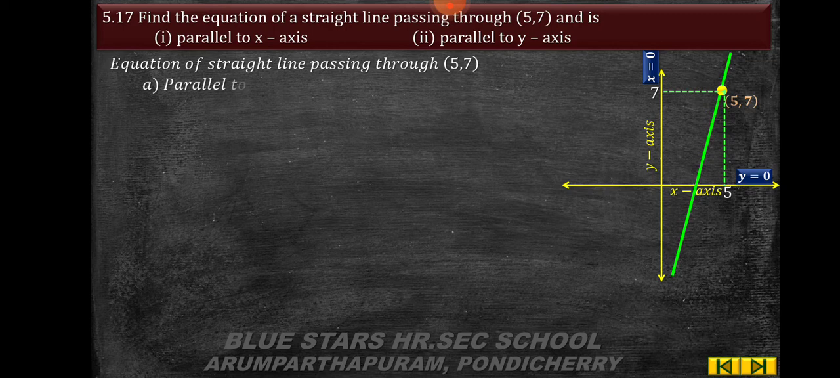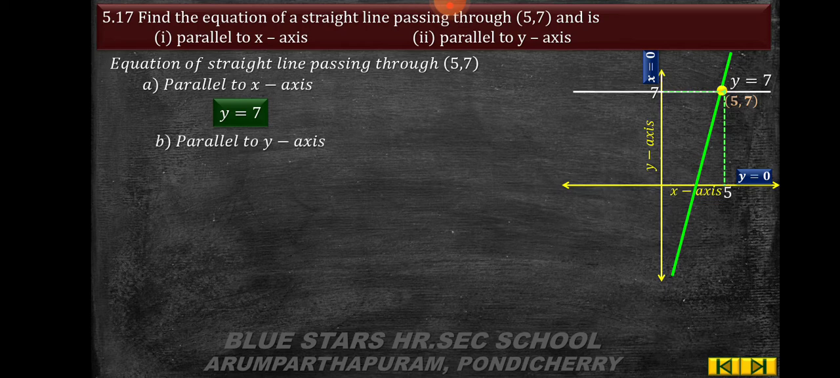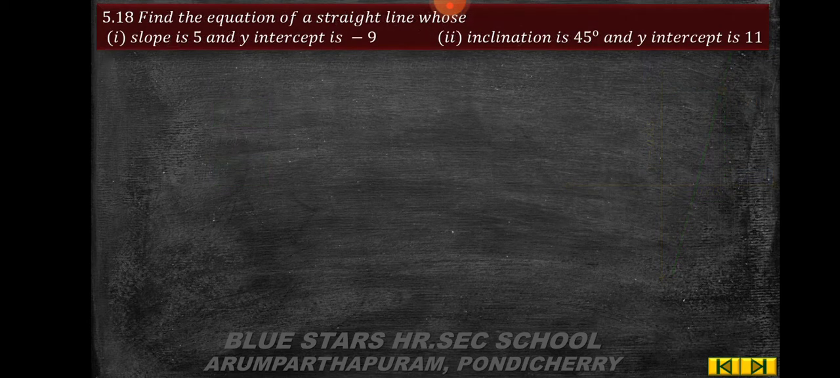Then you have to find which one is parallel to the x-axis. The line parallel to the x-axis is nothing but y is equal to 7. Then parallel to the y-axis. Obviously the line parallel to the y-axis is x is equal to 5. So x is equal to 5. That's all.